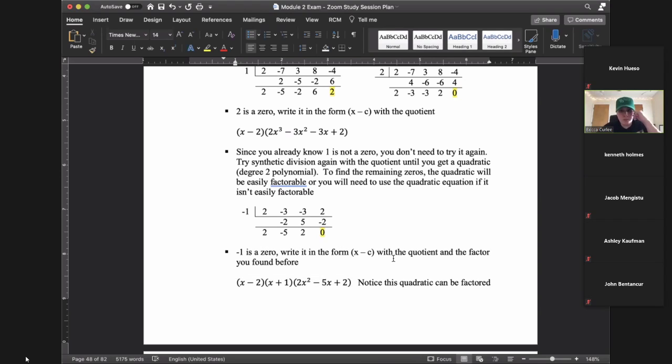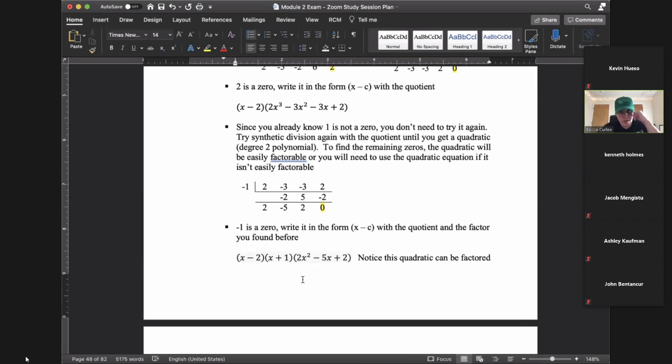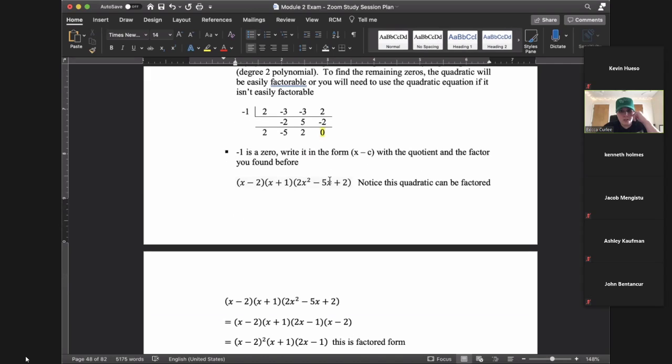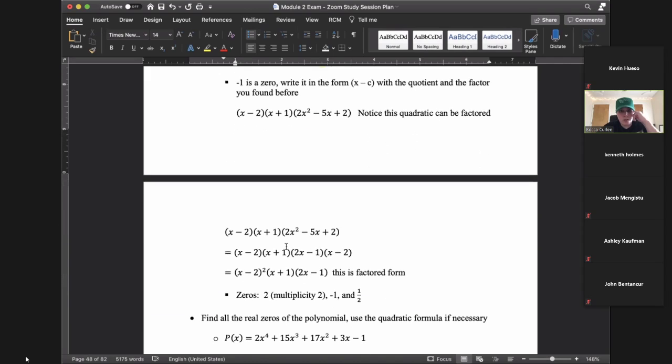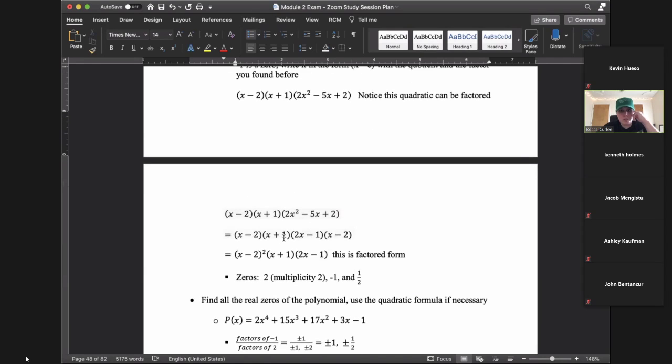So write it in the form x minus c with the quotient and the factor you found before. So we're building on it. We've got x minus 2 that we found before, times x plus 1, times 2x squared minus 5x plus 2. And notice that this quadratic can be factored. So x minus 2 times x plus 1 times 2x squared minus 5x plus 2 equals x minus 2 times x plus 1 times 2x minus 1 times x minus 2. So we've got x minus 2 in there twice, so we can just say x minus 2 squared times x plus 1 times 2x minus 1.